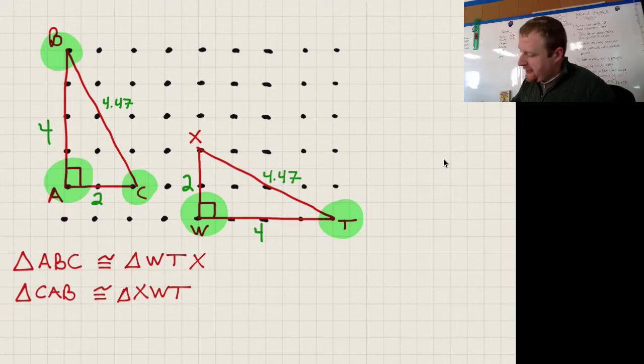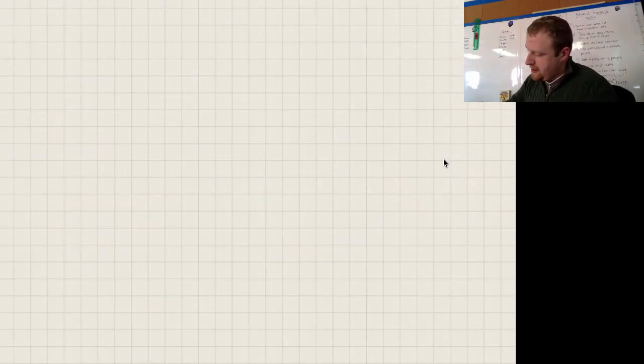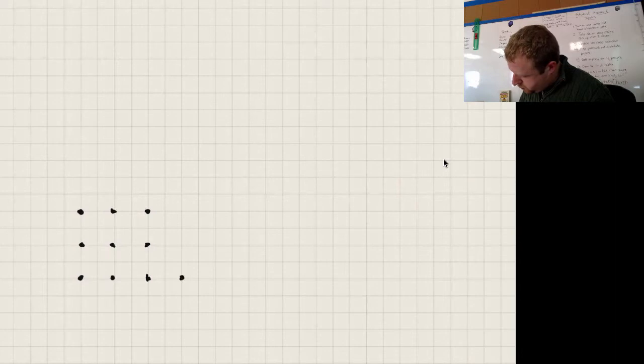All right, last but not least, I'm going to draw another dot grid here. Okay, I'm going to copy this.